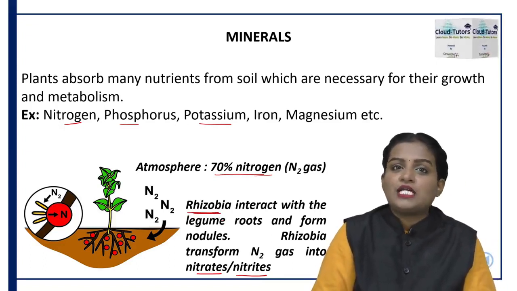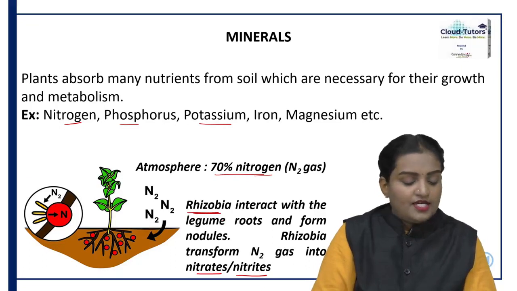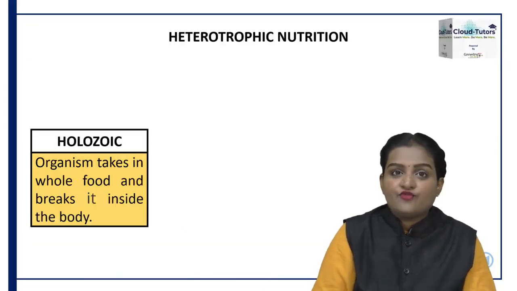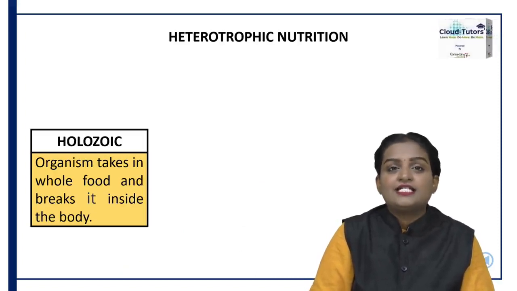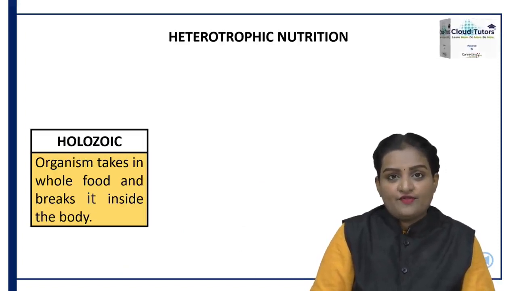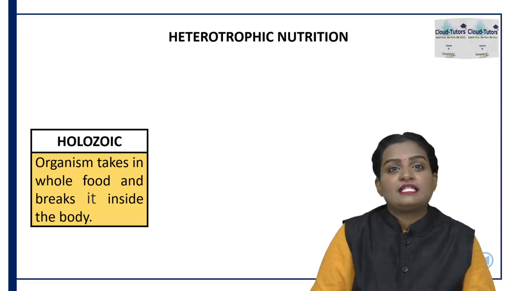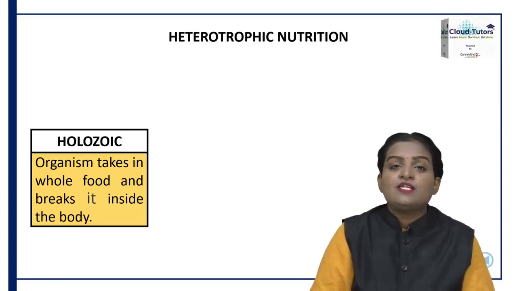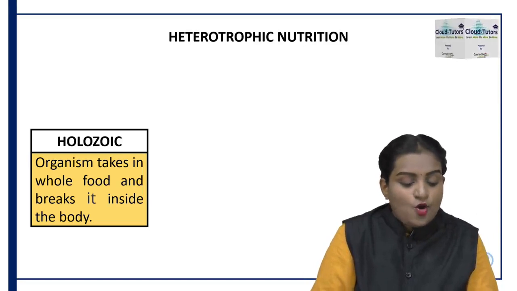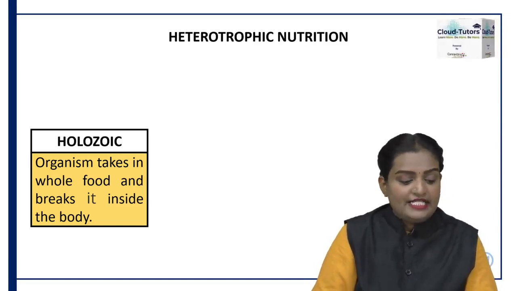Singular, rhizobia is a plural. Now coming to the second type of nutrition, that is heterotrophic. Hetero means other. There are many types of heterotrophic nutrition. We will be seeing three main types. First is holozoic. That means the organism takes in whole food and breaks it inside the body.